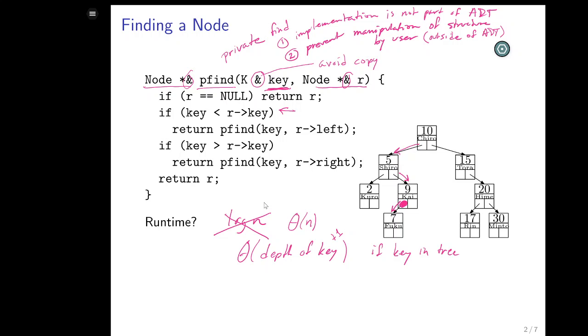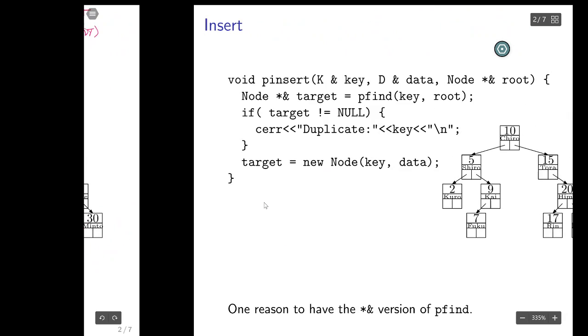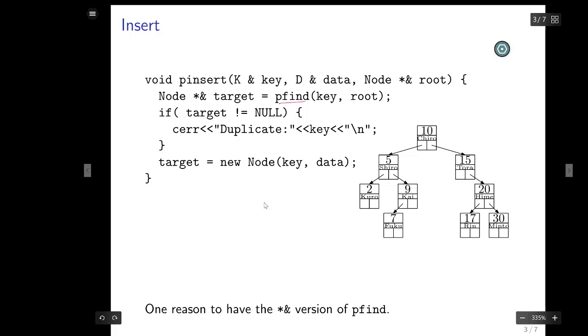Shouldn't you set the parameter to be constant, because even though I'm giving you the reference to it, I don't want you to mess around with it? But I do want to mess around with it. That's the nasty, horrible part. That's the secret, is that I'm actually going to mess with it. But then you just find it. Because the first thing that insert does is going to find. And then I'm going to use the fact that I have a reference to allow me to update the actual pointer in the tree to insert the new node into the tree.